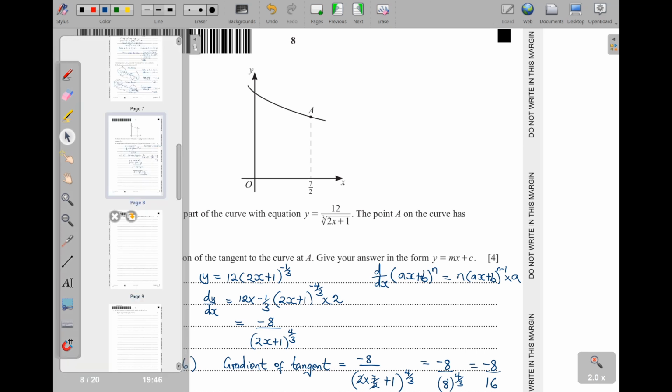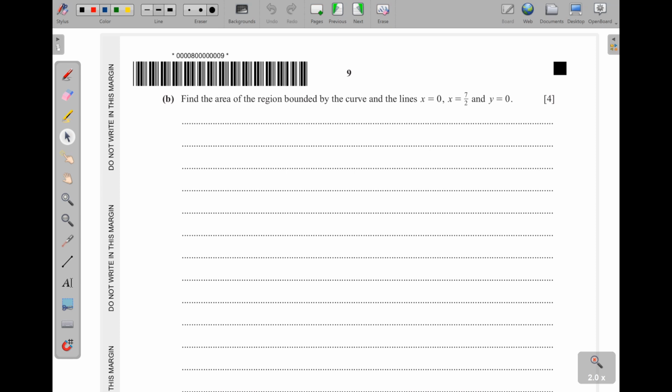So we are going to substitute in here, and we say that the area shall be equal to the integral from 0 to 7 over 2. Then the equation of our curve is 12 into 2x plus 1 to the power of negative a third dx. And when we integrate, you remove the integral sign, don't bring it back. I can put the 12 out, then I integrate.